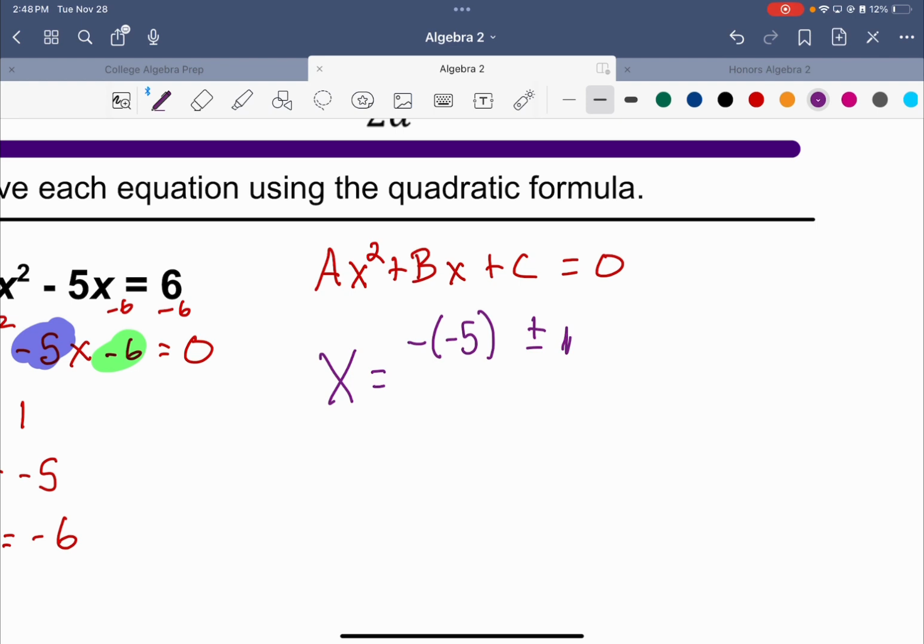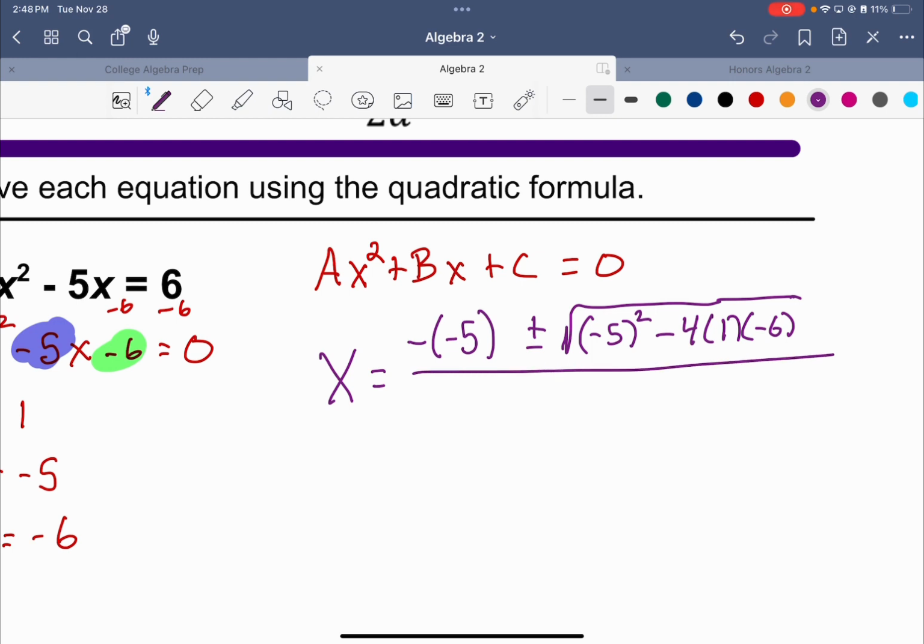Plus or minus the square root of b squared. My b value is still negative 5, so I'm going to put that inside of parentheses. So negative 5 squared minus 4. I'm substituting in my a value, which is 1, and my c value, which is negative 6. All of that is being divided by 2 times 1. Now, again, that's substituting everything in, technically the mathematical way. Okay?